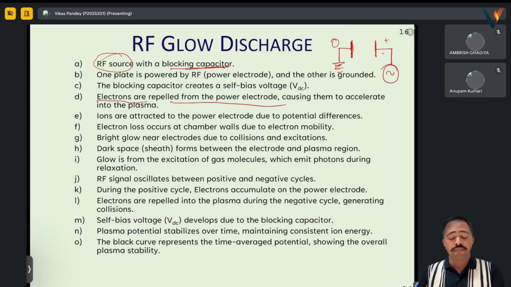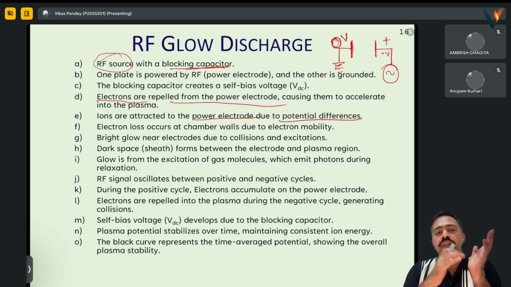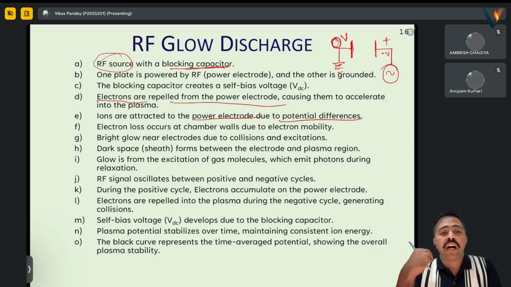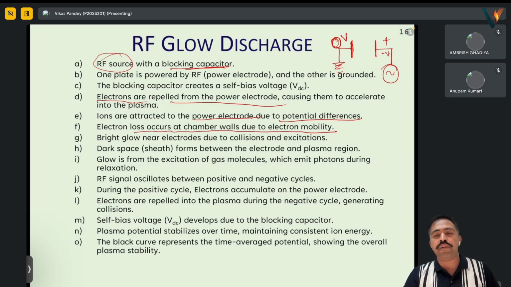So the ions are attracted to the power electrode due to the potential difference. If this is zero voltage, and even if it is positive or negative, in both cases there is a potential difference with respect to the ground. So the ions are attracted to the power electrode due to this potential difference. In this case also, electron loss will occur at the chamber walls due to electron mobility, since the mobility of electrons is higher compared to ions. Some electron loss is supposed to happen.